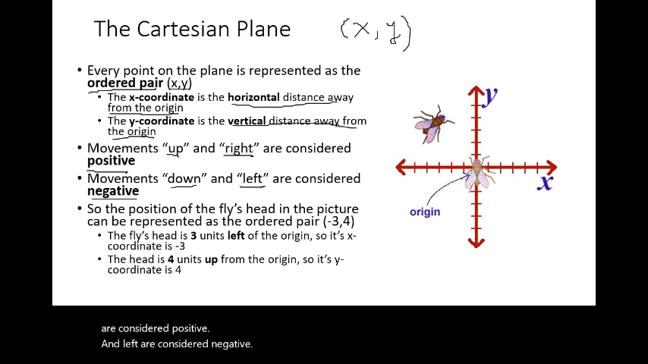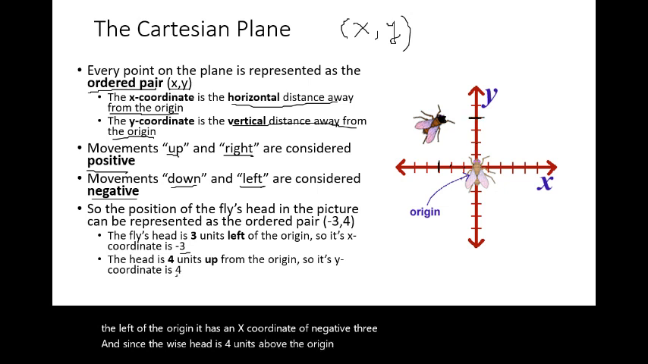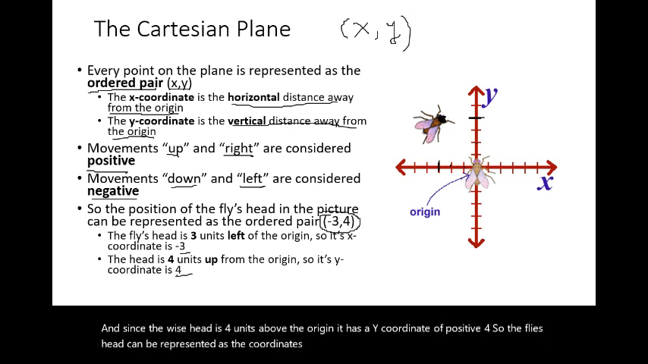So, for example, the position of the fly's head here on the wall, since the fly's head is 3 units to the left of the origin, it has an x-coordinate of -3. And since the fly's head is 4 units above the origin, it has a y-coordinate of +4. So the fly's head can be represented as the coordinates (-3, 4). -3 means 3 units to the left of the origin. +4 means 4 units above the origin.